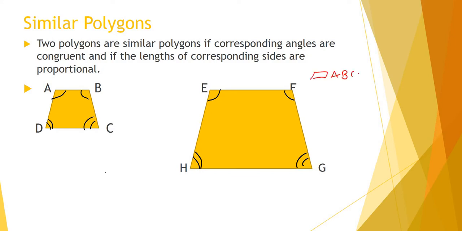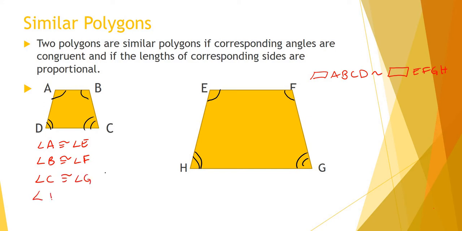A, B, C, D is similar to polygon E, F, G, H if angle A is congruent to angle E, angle B is congruent to angle F, angle C is congruent to angle G, angle D is congruent to angle H. And you notice I did A, B, C, D in order and E, F, G, H in order.